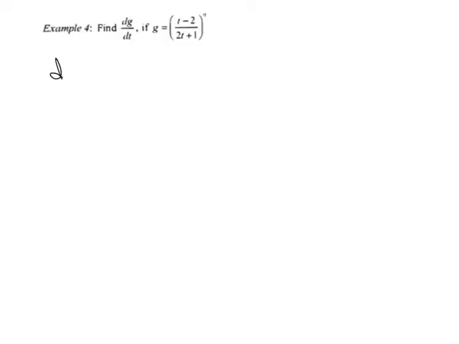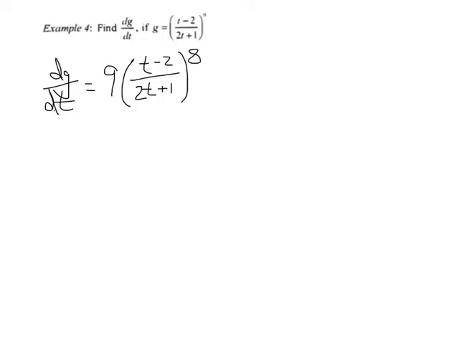Okay, so dg over dt would equal the following. We're going to bring the power of 9 down to the front. We're going to leave the original base the same, so t minus 2 over 2t plus 1. That's now going to be raised to the 8th power. So we just did the derivative of the outside function, leaving the inside function alone. We're using the chain rule here. And now the chain rule says, now to that, multiply by the derivative of the inside function. All of this is the inside function, so we need to use the quotient rule to finish it out.